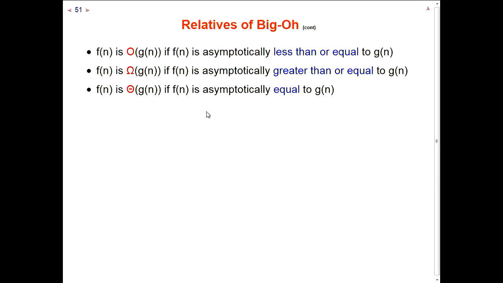What do they actually mean? F(n) is, as we have seen, O(G(n)) if it is less than or equal to G(n). By the definition on the previous slide, F(n) is omega G(n) if it is greater than or equal to G(n), so just the opposite. And theta G(n) if F(n) is asymptotically equal to G(n).